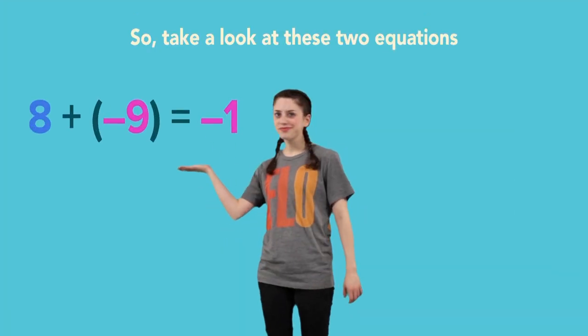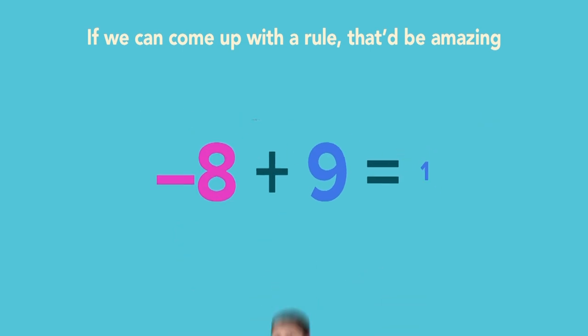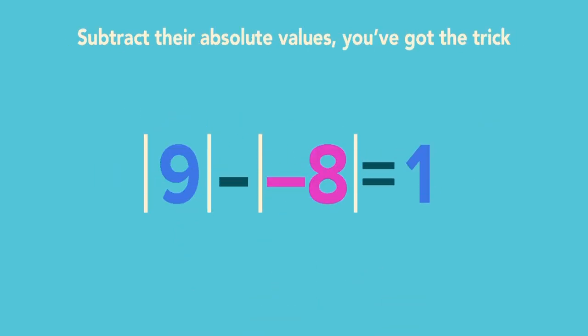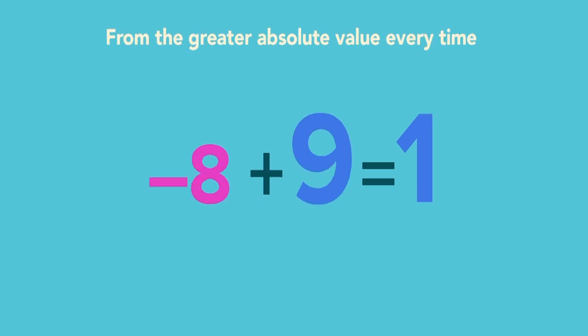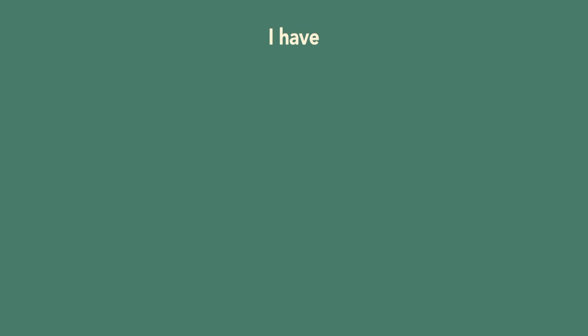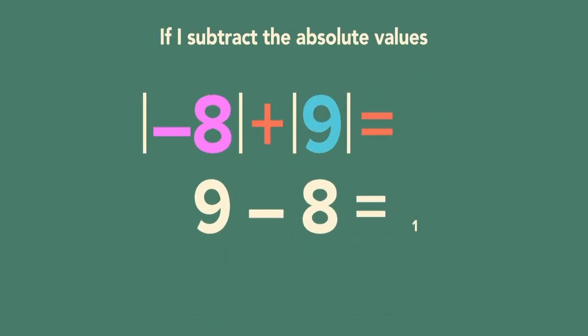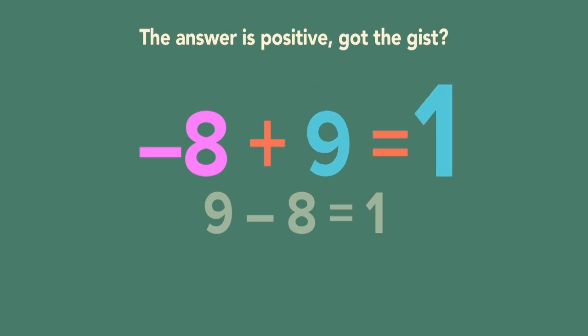So take a look at these two equations. If we can come up with the rule, that'd be amazing. When you add two integers whose signs are opposite, subtract their absolute values. You got the trick. And make sure you use the sign from the greater absolute value every time. I have -8 plus 9. If I subtract the absolute values, that's 9 minus 8. Since the bigger absolute value is positive, the answer is positive.